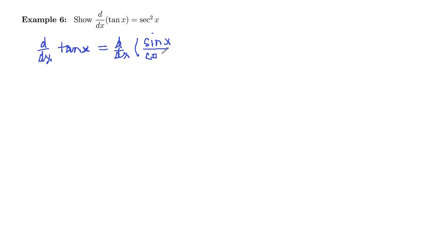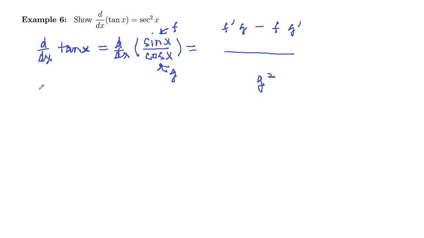And so this is a quotient of functions, so we can use the quotient rule here, which remember is f prime g minus f g prime over g squared. Well, here, let's move it down here. And all over g squared. So our f is going to be sine x, and our g is going to be cosine x. So our f prime and g prime.